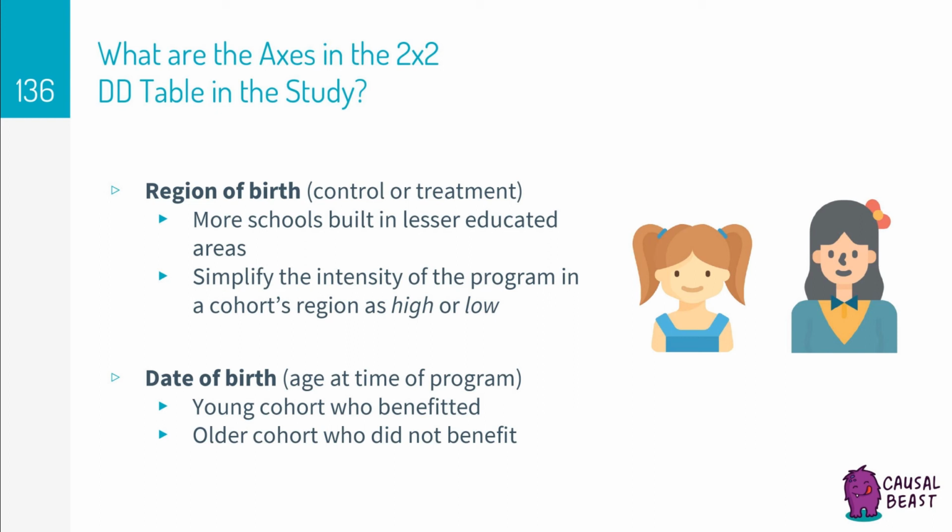Therefore, all children born before 1962 will have been 12 or older in 1974, hence too old to benefit from the program, whereas children younger than 12 in 1974 will have exposure to the program. So basically, we now know the two dimensions of our difference in differences table. It's going to be region of birth, and date of birth.